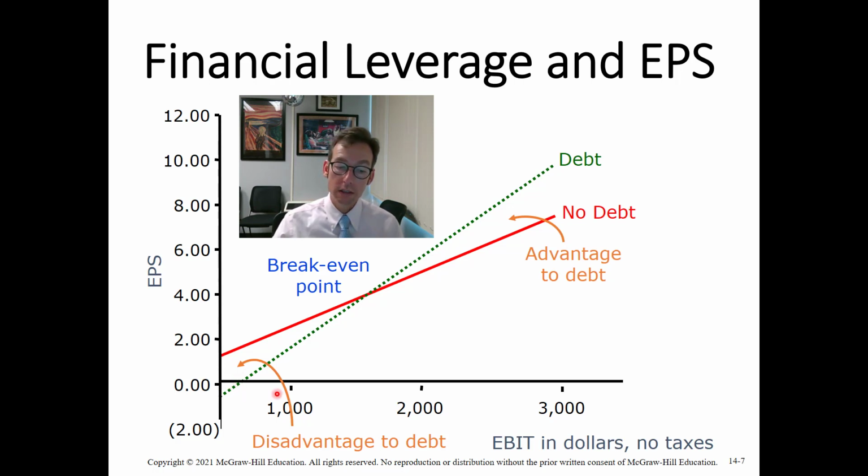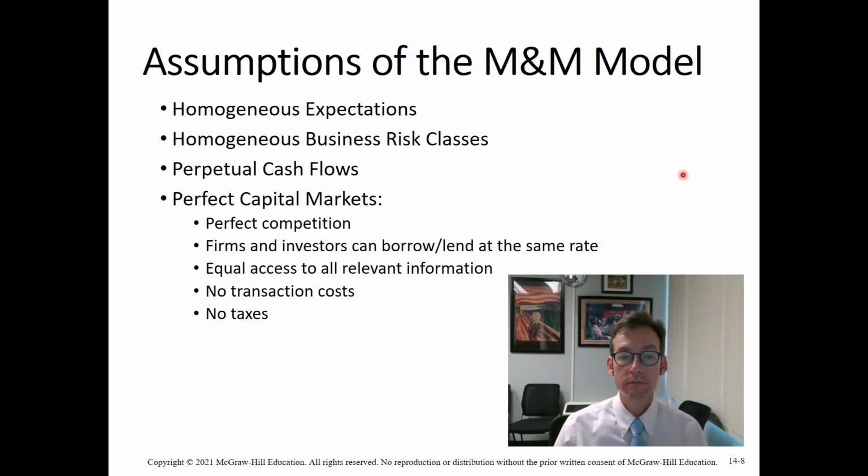And one more thing to notice is that the slope of this line with debt is higher. And so this is your EPS per dollar of EBIT is higher when you have debt. But that also means that when your EBIT goes down, your EPS goes down faster too. And so you have to be careful. Debt brings with it both rewards and risks.